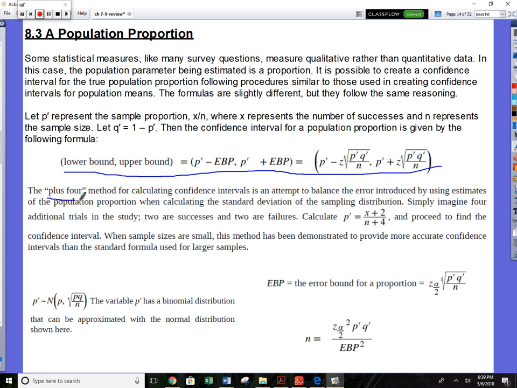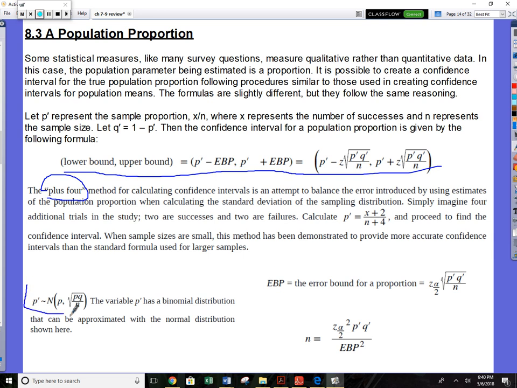And I don't think they're going to do anything on the final with a +4. But a +4 is just an attempt to get more accurate. So you add 4 people to the sample. 2 of them are successes. 2 of them are failures. I'd be surprised if this shows up.